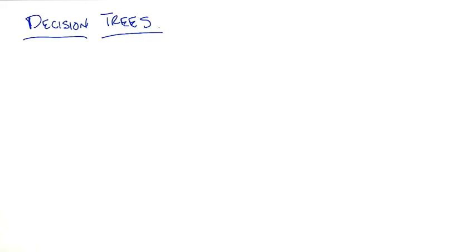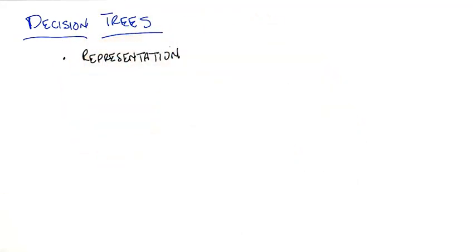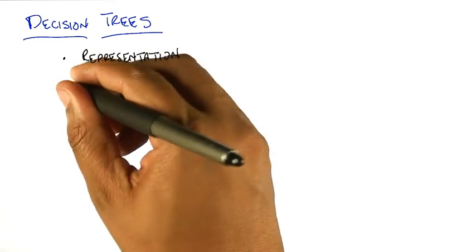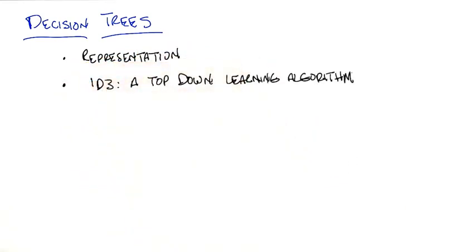All right, Michael, so that covers decision trees. Excellent. So since you're the one who's listening, you get to tell me what we've learned today. Well, we learned about the decision tree representation. We learned the top-down algorithm for inducing a decision tree, and we called that ID3. All right, so we got a representation, we got a top-down learning algorithm, ID3.